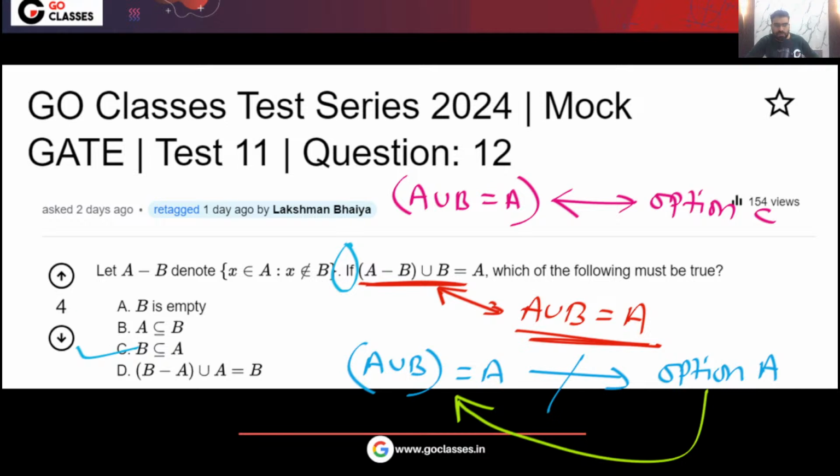What about option B? Can I say option B will imply this? Let me know. See what I am saying, this is the given statement in the question: A union B equal to A. And you tell me, what about option B?